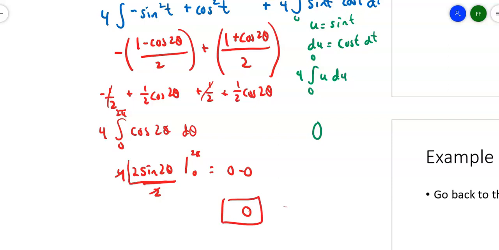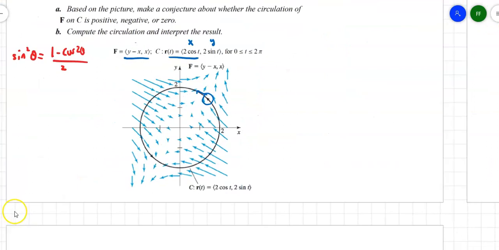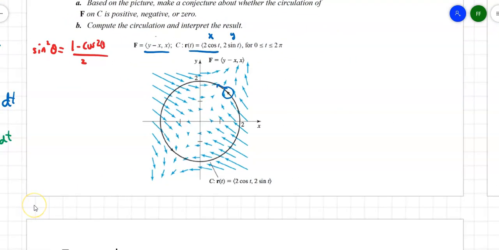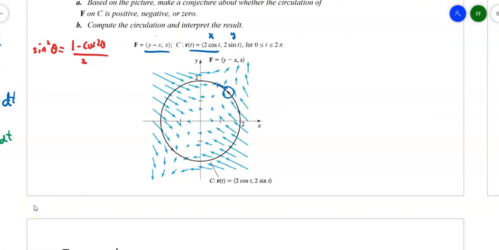That is my circulation. What does that mean? We'll go back to the original picture here. It looks reasonable that as much of the vector field is pointing in the direction of the curve as it is pointing away from the curve. Okay, so the circulation here looks to be 0.